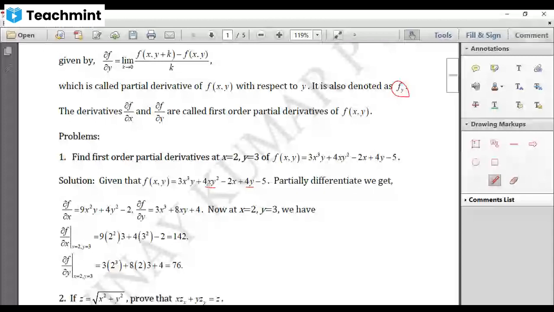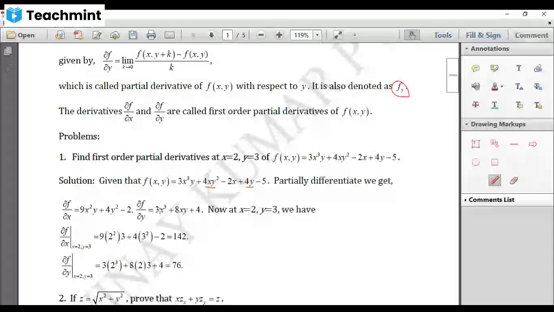Plus 4 and x are constant in the second one. But what is the derivative of y square? It is 2y. 2 into 4, 8, 8xy. Now, what is the derivative of minus 2x? Here minus 2 is also constant, x is also constant. So derivative of constant is 0, plus 4 into, what is the derivative of y? 1. 1 into 4 is 4. Okay. Minus, what is the derivative of this constant? 0. So simply you'll get this much.